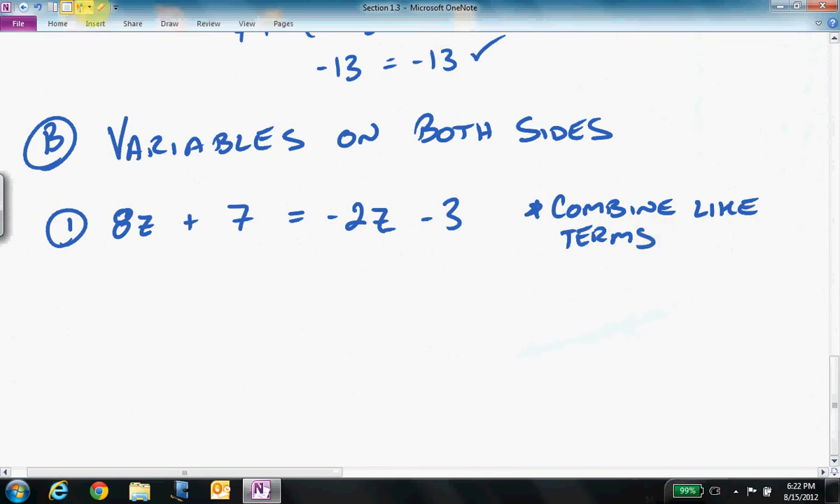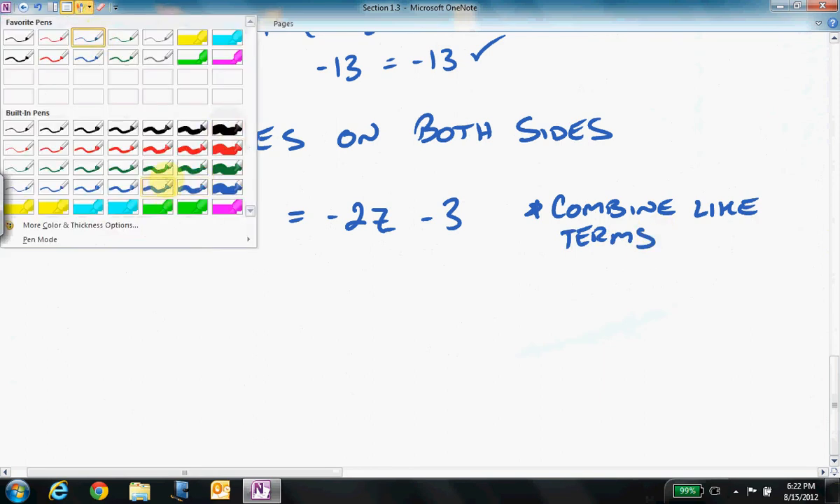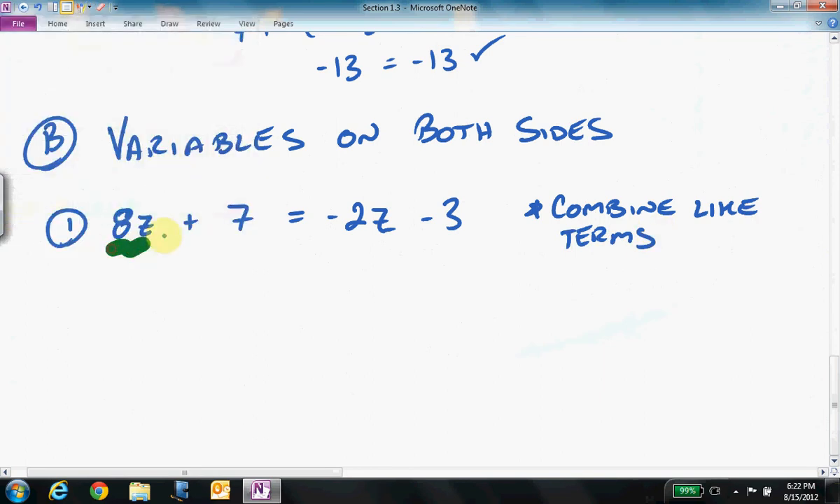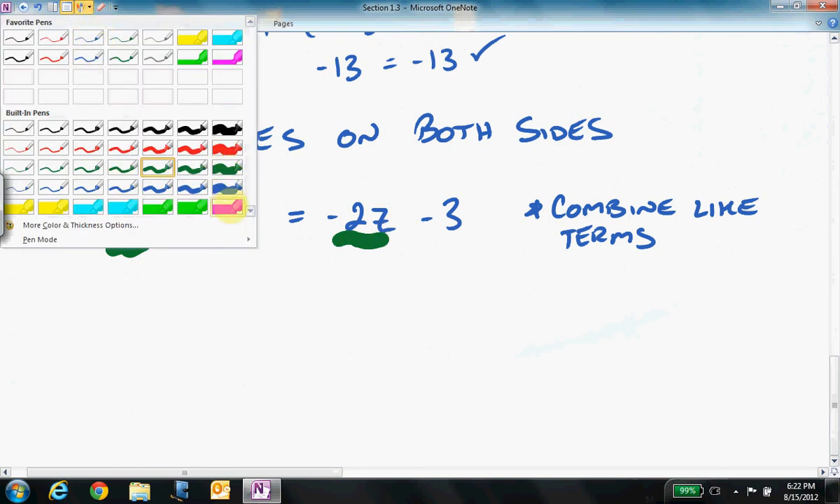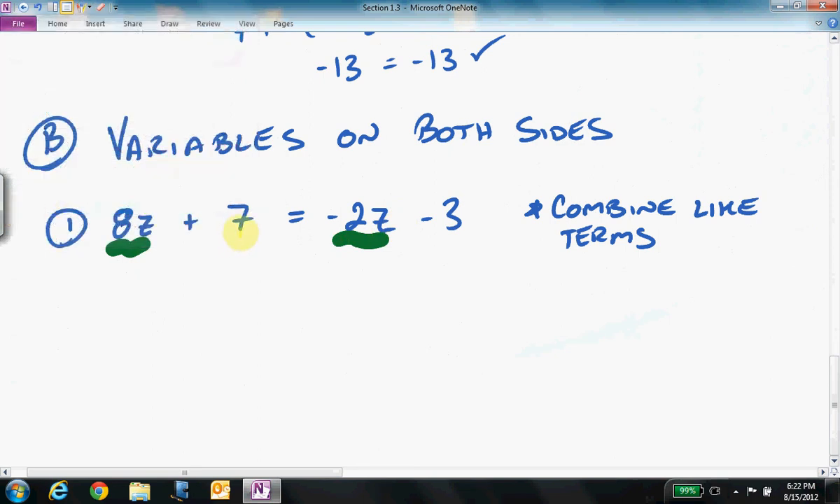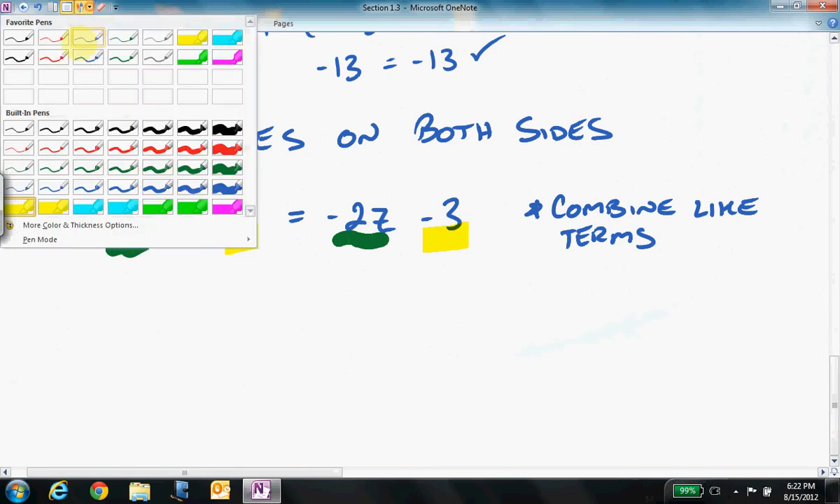So our like terms in this case are, we've got 8z, anything with a z is going to be like. So we got 8z and negative 2z. And what we have left then are just our constants, which are our numbers without any variable attached to them, 7 and negative 3. So these are our like terms here, so we're going to try and combine them. How can we do that? Well, there's more than one way.